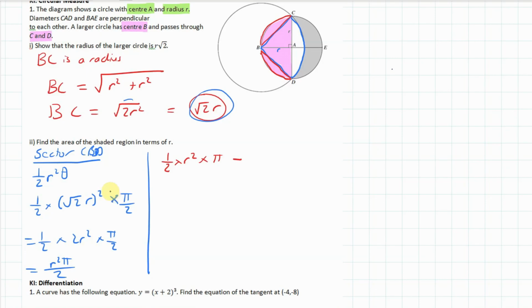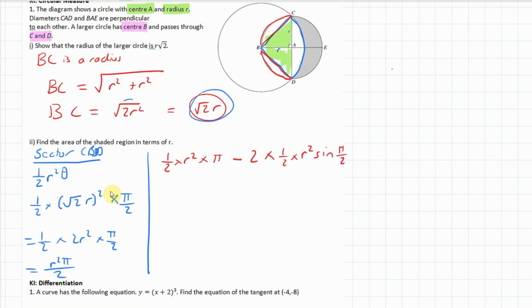Now, if we look at the little triangles, let me just show you what I mean by the little triangles. I mean this triangle here, right? And that's half, so minus half, minus 2 times, because there's another one underneath it, right? You can see there's another one here, right? So half, 2 times half times r squared sine pi over 2.